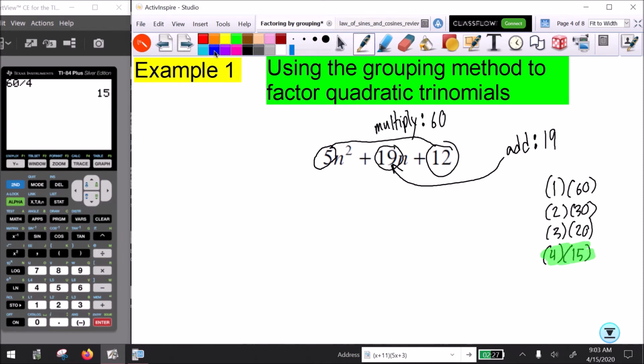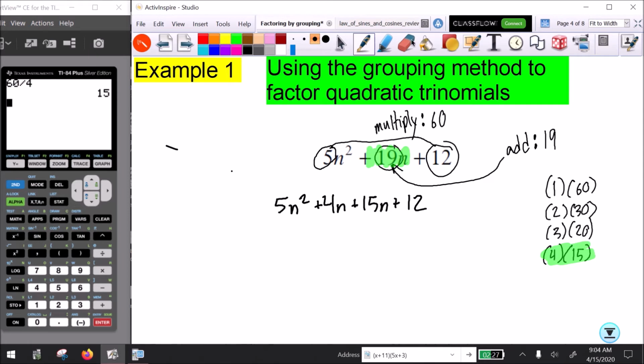So what we actually use those two numbers for is to split up this middle term, this 19n. We split it up as 4n plus 15n. The order in which you write those doesn't matter. I could have written 15n plus 4n, but since I wrote 4 and 15 here, I'm just going to stick to that order. 5n squared plus 4n plus 15n plus 12.